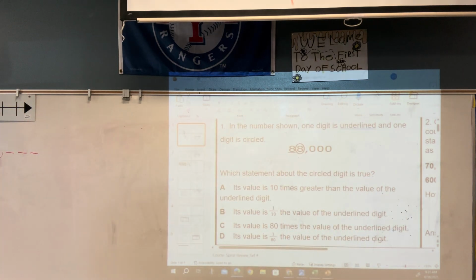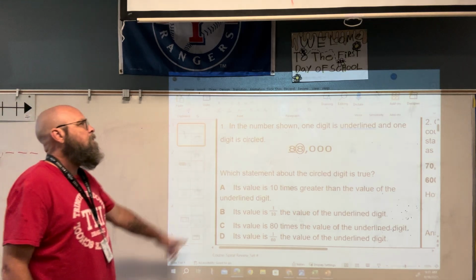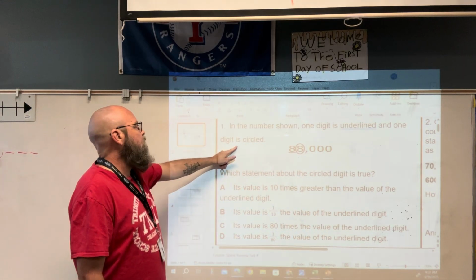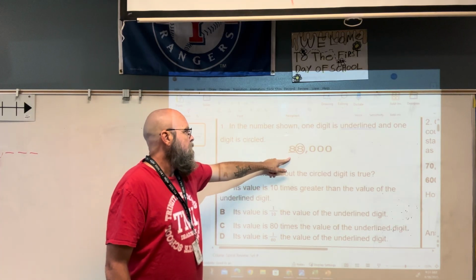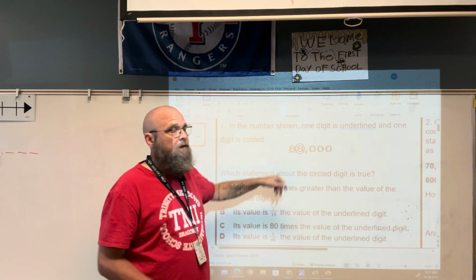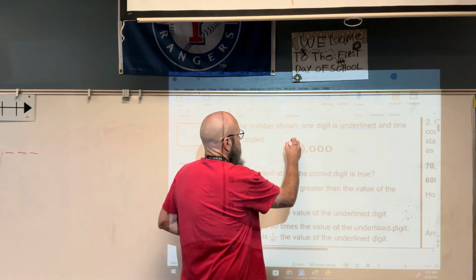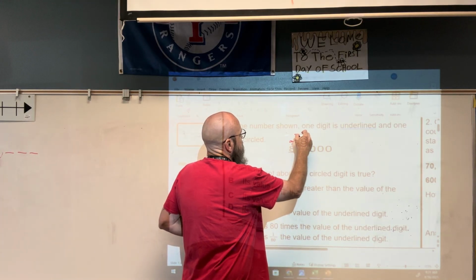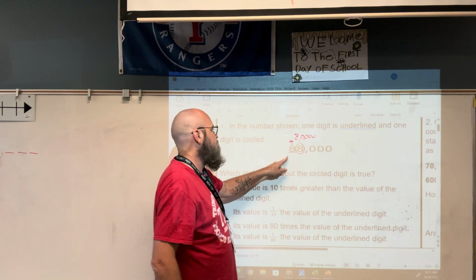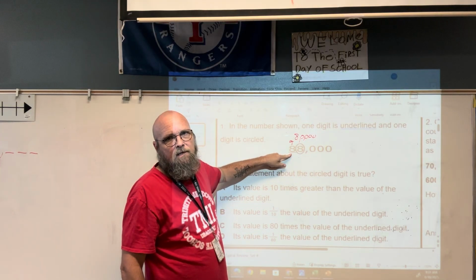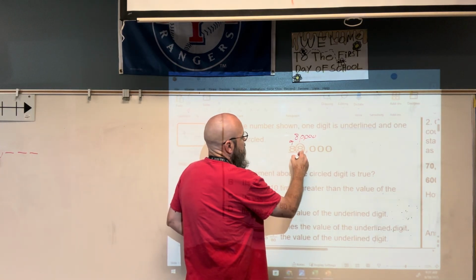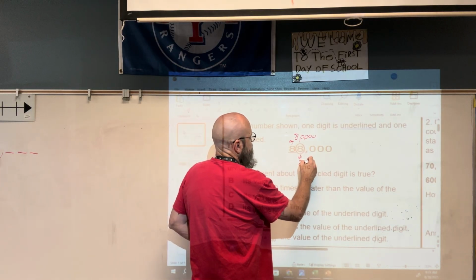Spiral Review 1. Let's look at the first problem. In the number shown, one digit is underlined and one digit is circled. We have the 8 here underlined, so the value of the underlined digit is 80,000. Because it's in the 10,000s place, and 8 10,000s is 80,000. The circled digit is 8,000.